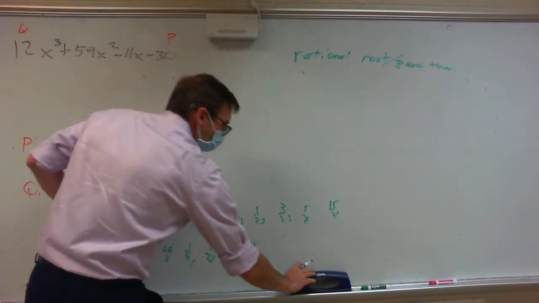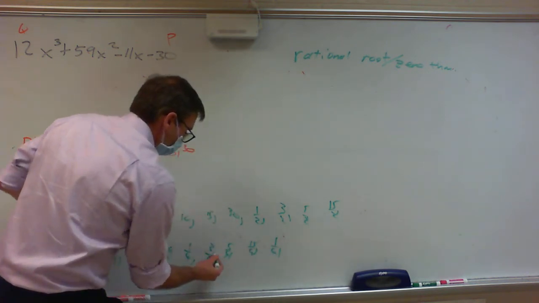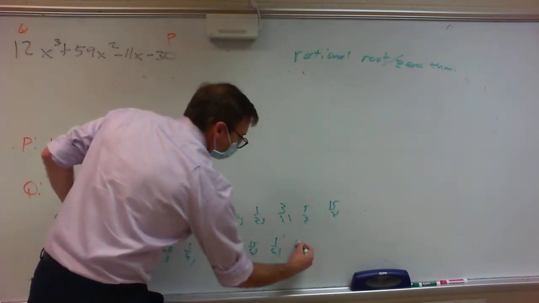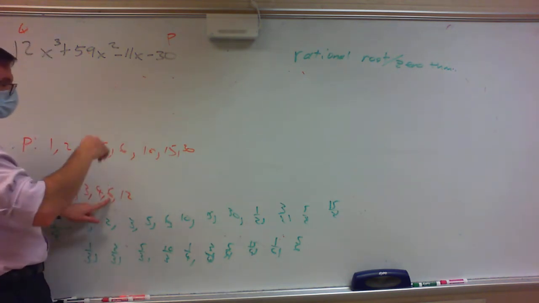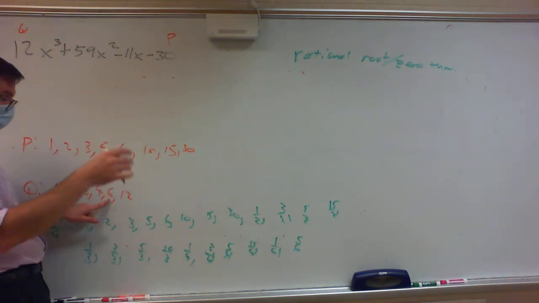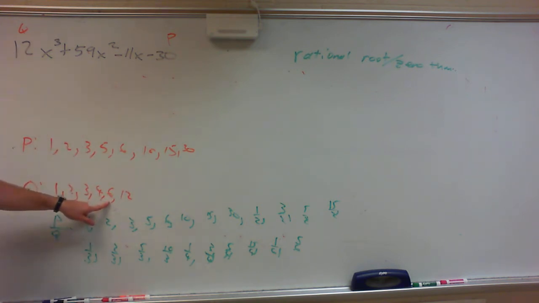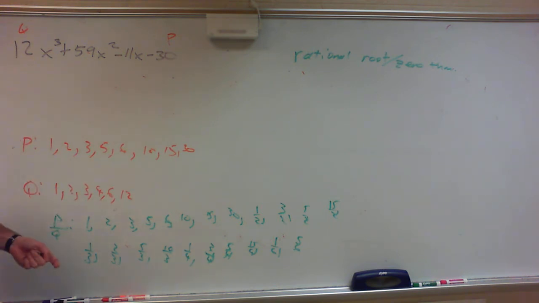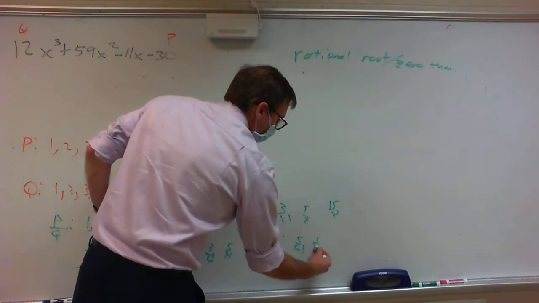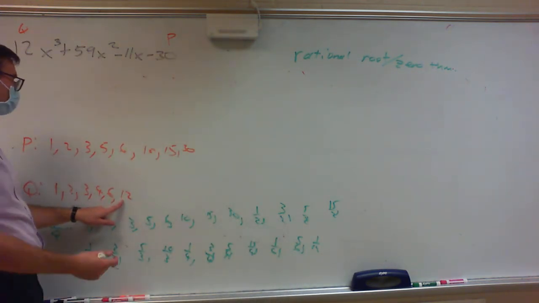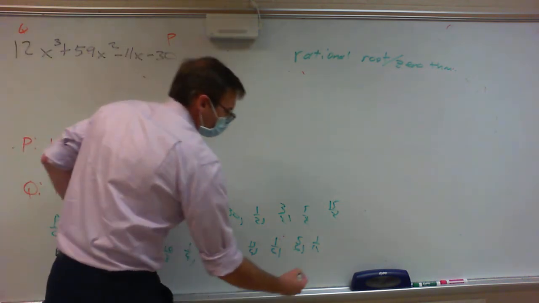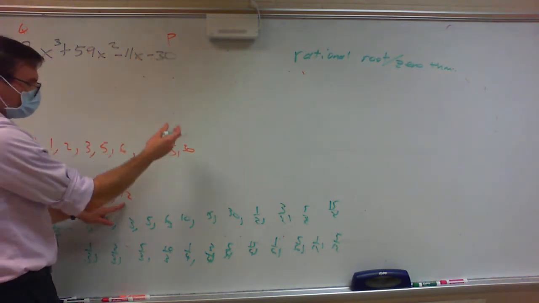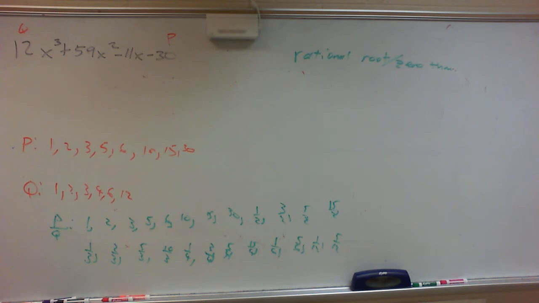When I go to 6, I get 1/6. 2/6 is 1/3, already have it. 3/6 is 1/2, already have it. I need the 5/6. 6/6 is 1, already have it. 10/6 is 5/3, already have it. 15/6 is 5/2, already have it. 30/6 is 5, already have it, don't need it. When I go to 12, I need the 1/12. 2/12, already have it. 3/12, already have it. 5/12, I need. 6/12, already have it. 10/12 I have, 15/12, and 30/12 reduces to something I already have.